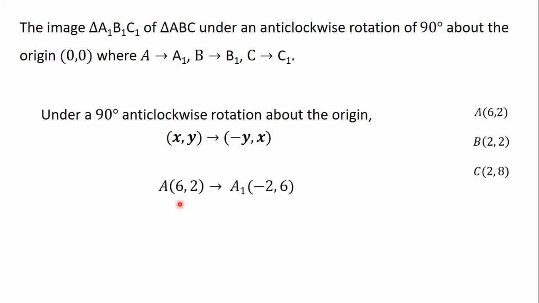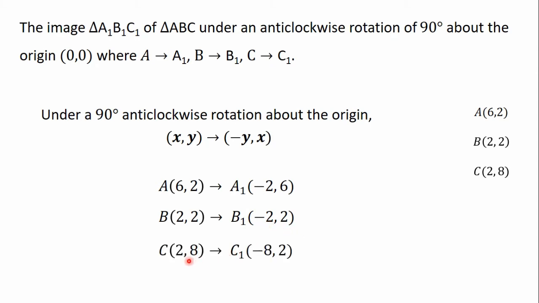Let's start with point A. Point A has the coordinates 6, 2. So using this transformation, point A with coordinates 6, 2 will give us A1, which is the image of A, and the coordinates will be minus 2, 6. Point B with coordinates 2, 2 will give us B1 with coordinates minus 2, 2. And point C with coordinates 2, 8 will give us C1 with coordinates minus 8, 2.